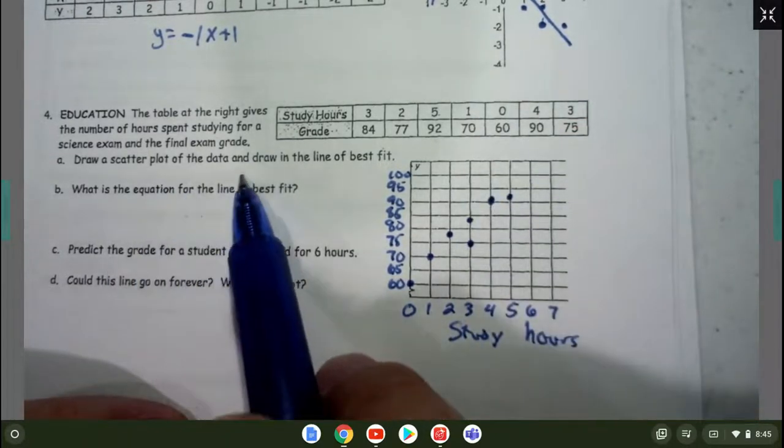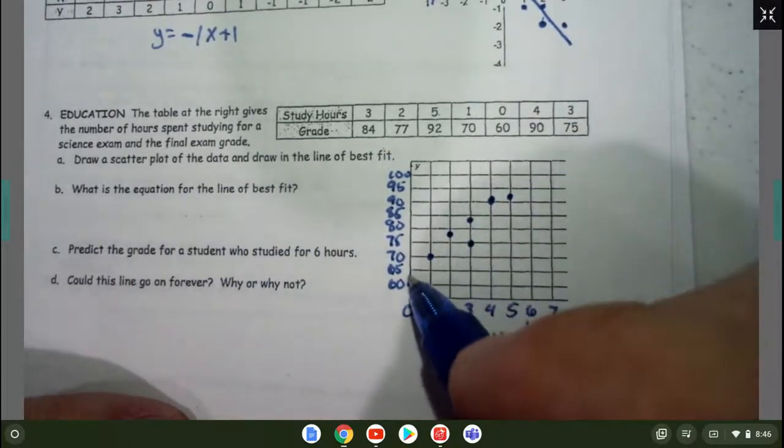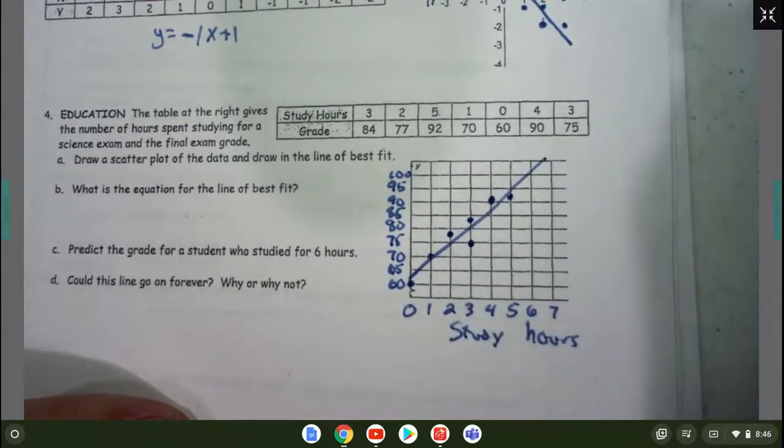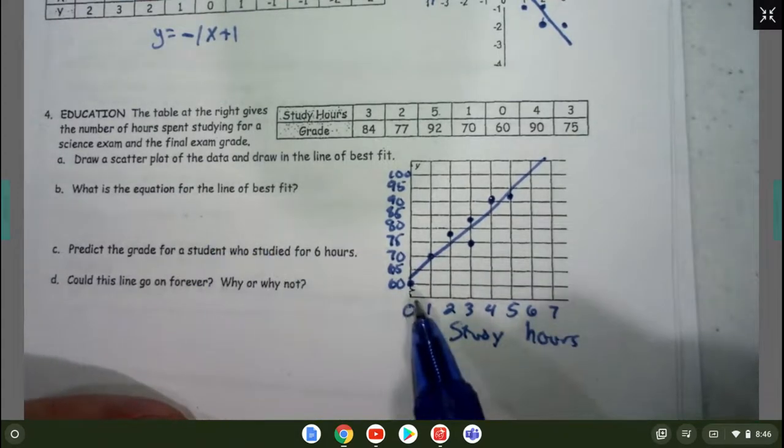Draw a scatter plot of the data and draw in the line of best fit. So our line of best fit, maybe around there or so. All right, kind of in the middle of all those points. Try to make it perfectly straight. What is the equation for the line of best fit?